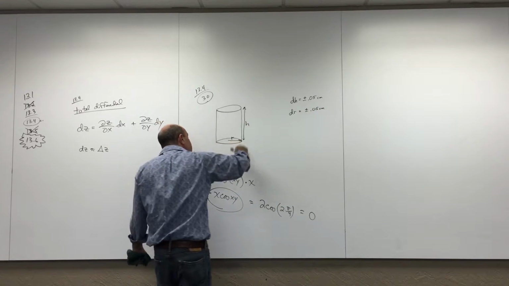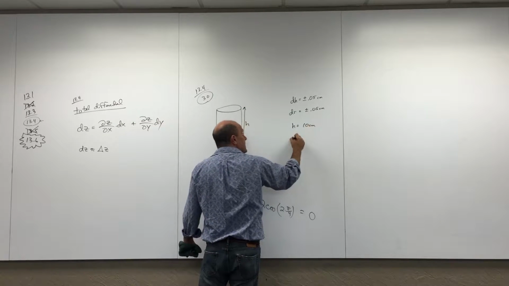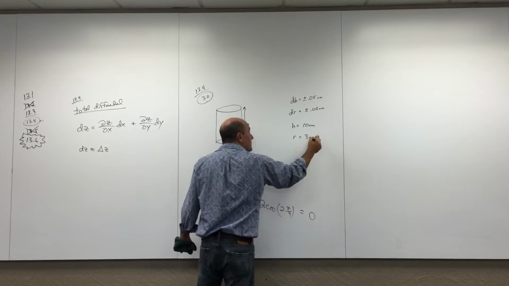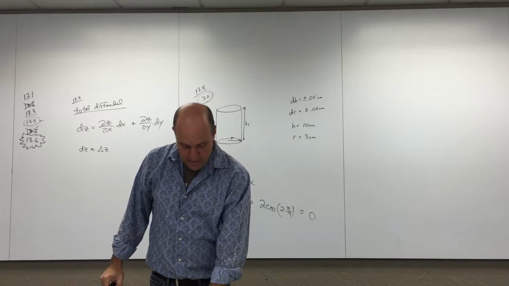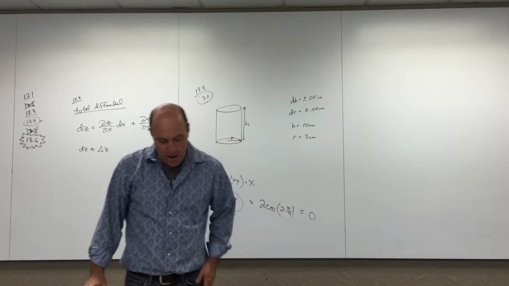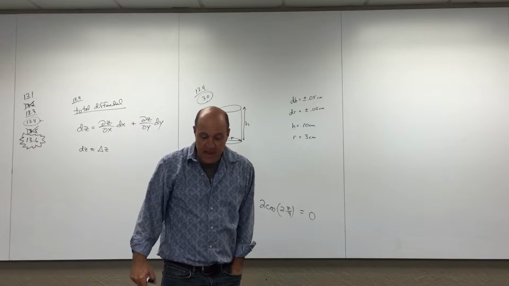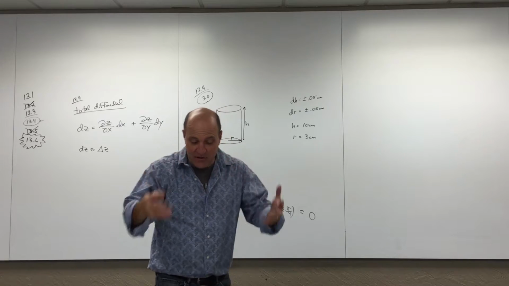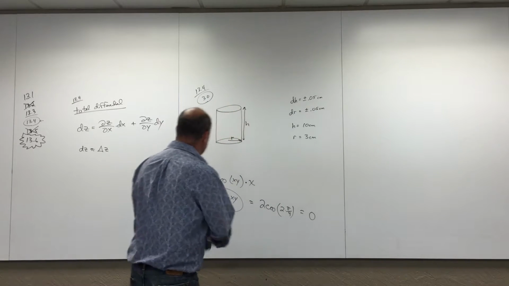When I actually measured h and r, I got h was 10 centimeters and r was 3 centimeters. Let me just double check that. Yes. And then here's what they want: approximate the propagated error and the relative error in calculating the volume of the cylinder. So you know that's how this stuff works.